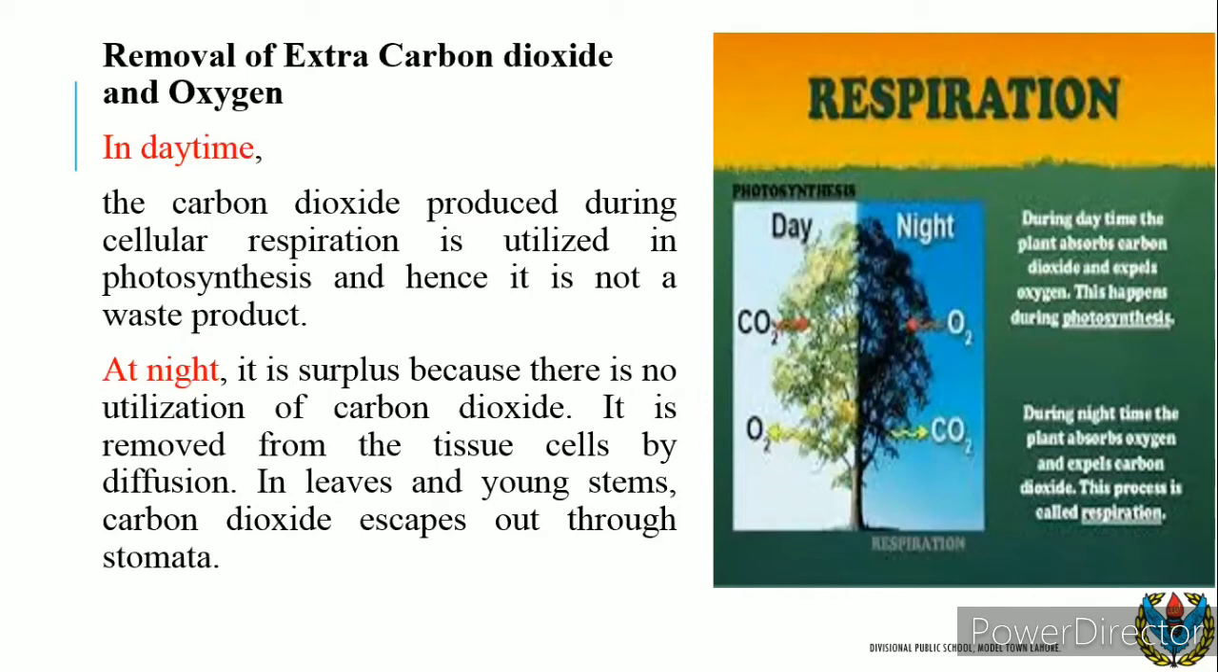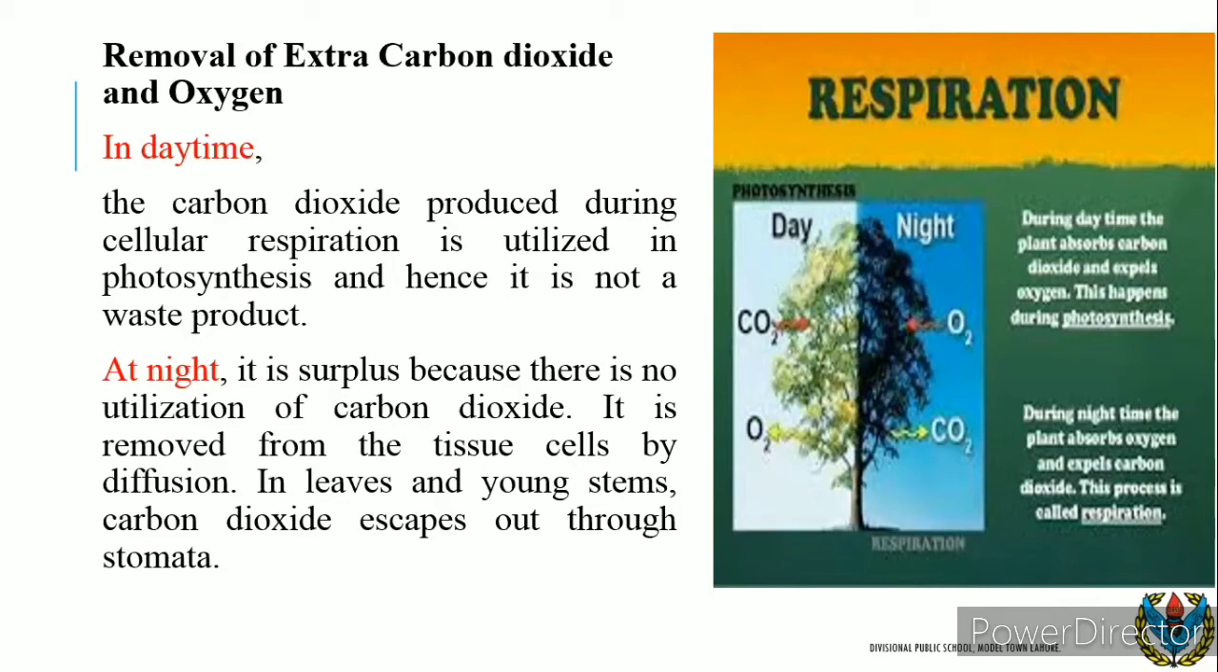During daytime, what happens? The carbon dioxide produced during cellular respiration is utilized in photosynthesis, and hence it is not a waste product. At night, what happens? It becomes surplus because there is no utilization of carbon dioxide. It is removed from the tissue cells by the process of diffusion, as I have told you. In leaves and young stem, carbon dioxide escapes out through the stomata.